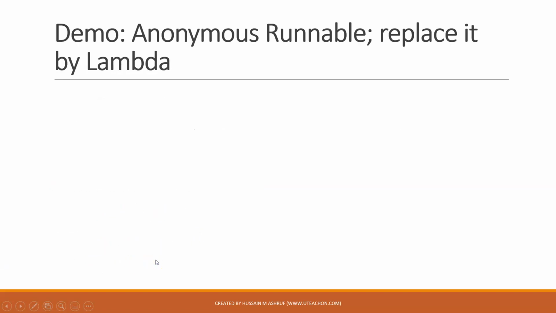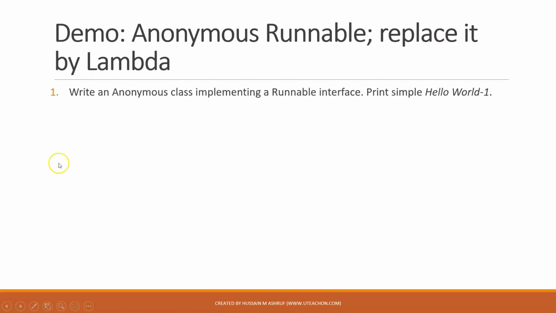So let's move on. We'll look at a demo, anonymous runnable, replace it by Lambda. So we will see 2 variations here. One is anonymous runnable, because runnable is an interface that is used in the thread programming, multi-thread programming in Java. And replace it by Lambda. So we'll look at it. So write an anonymous class implementing runnable interface, print simple hello world.